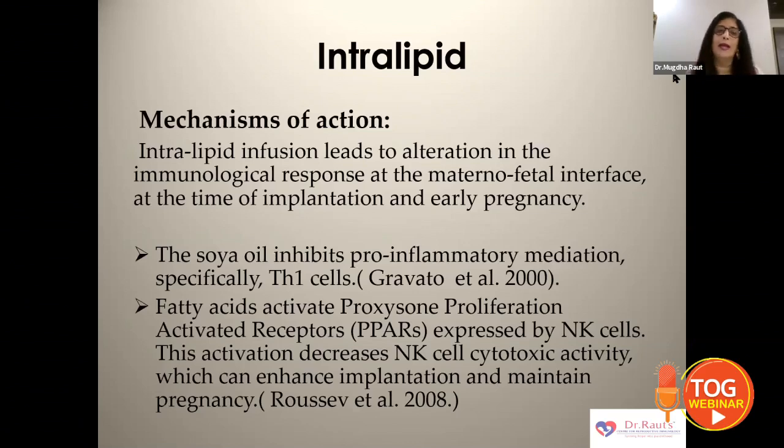So how does intralipid act? Intralipid infusion leads to alteration in the immunological response at the maternal-fetal interface at the time of implantation and even early pregnancy. The soya oil inhibits the pro-inflammatory mediation, specifically the Th1 cells, and fatty acids activate peroxisome proliferator-activated receptors expressed by the NK cells. Now, why is this important? This activation decreases the NK cell's cytotoxic activity, which can enhance implantation and maintain the pregnancy.